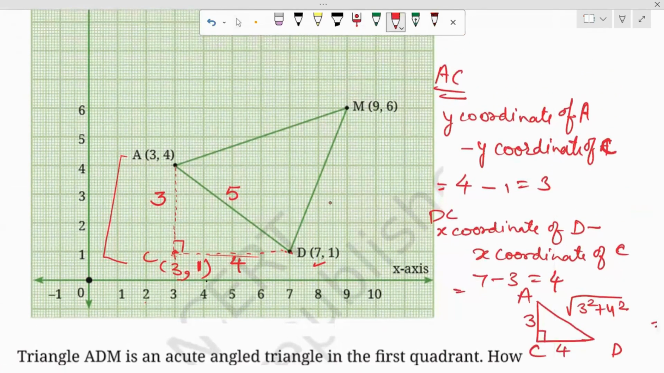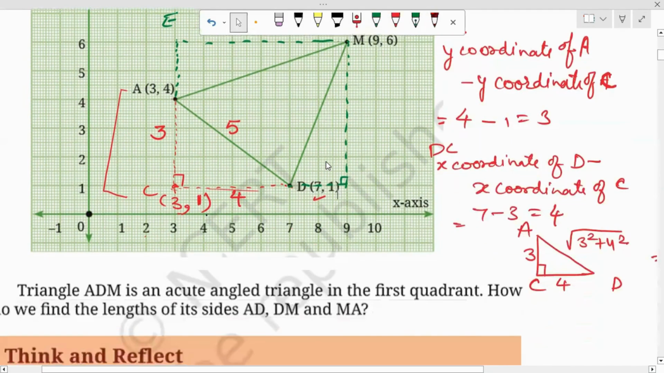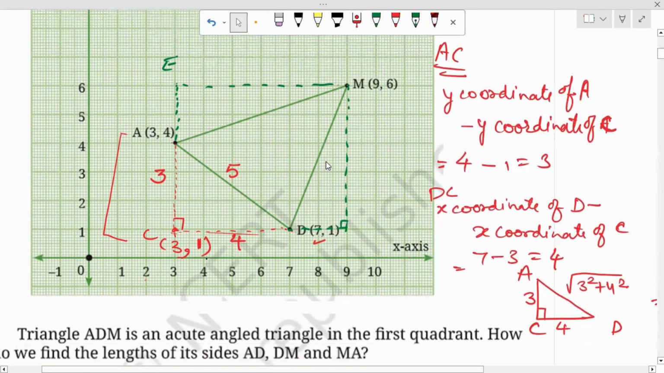Means AM we have to find. So we will draw one right angle triangle here. Okay, like this. And let's suppose it is point E. And like using Pythagoras theorem, how we have calculated AD, similarly we'll calculate AM. And here also, if I draw the perpendiculars, I can get MD because this is also once again a right angle triangle.